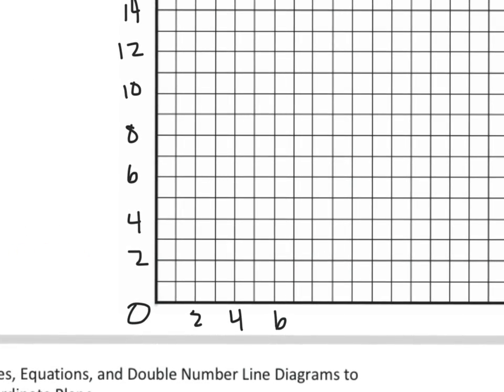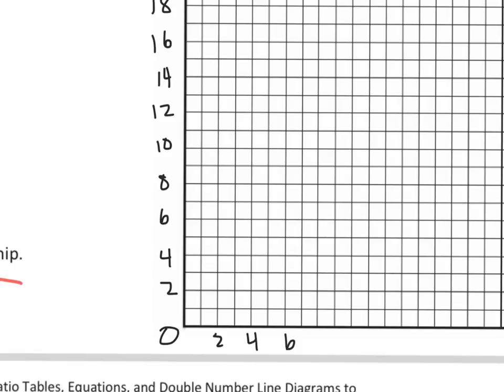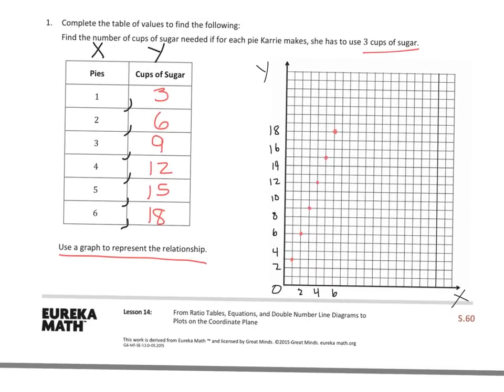So I know that I got to go 1 to 3 for my first value. So over 1, up 3. 1 to 3 is right there. 2 to 6. 3 to 9. 4 to 12, 5 to 15, and 6 to 18. So there's my graph right there.